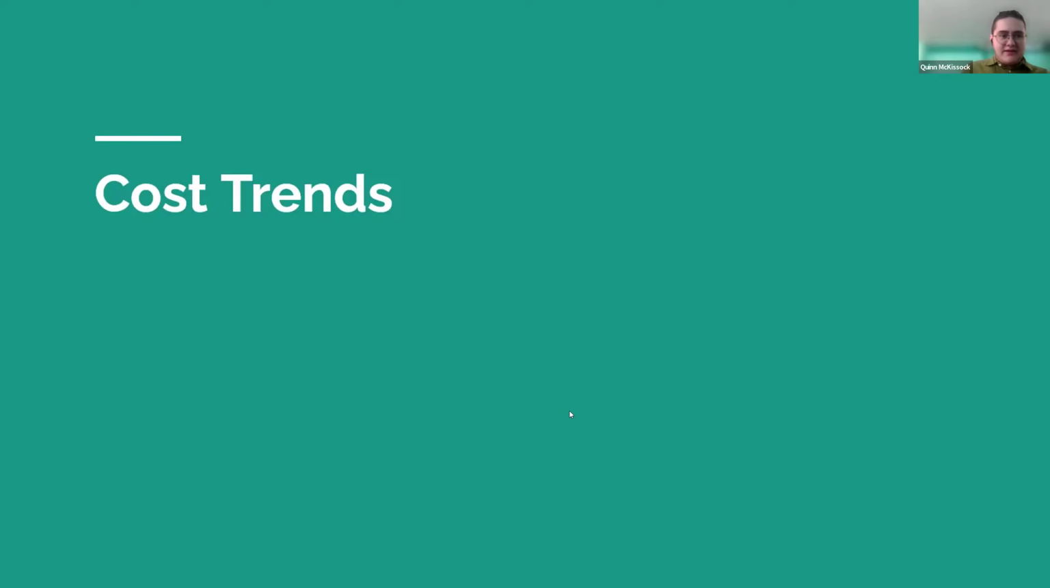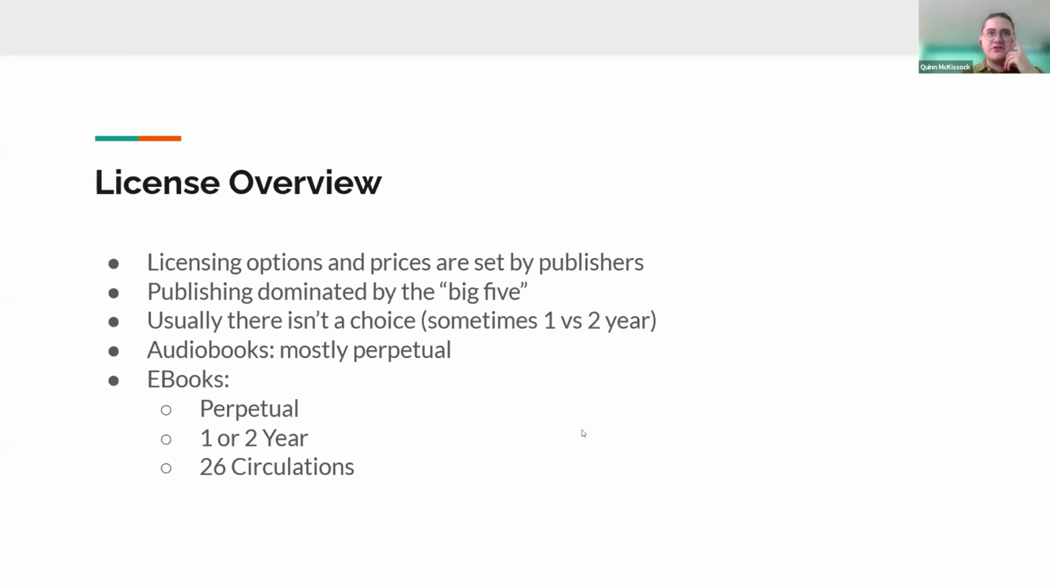So another part, right, we have data about all of the books that have been circulating, but we also have all of our purchasing history. So I want to talk a little bit about some of the purchasing and cost trends that I found. And before I get into the details, I want to give a bit of an overview of how the licensing works through our vendor, because, right, it's a bit complicated, although many of you are probably already familiar with this.